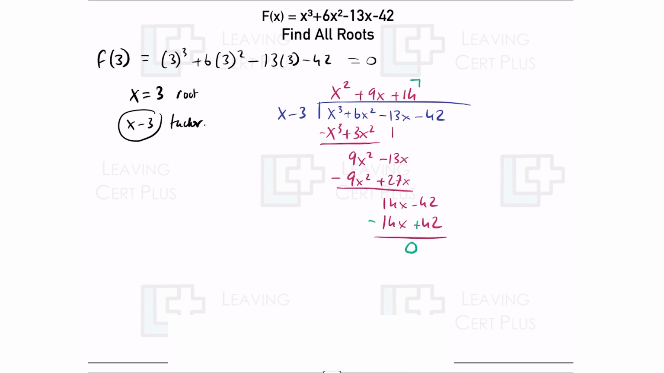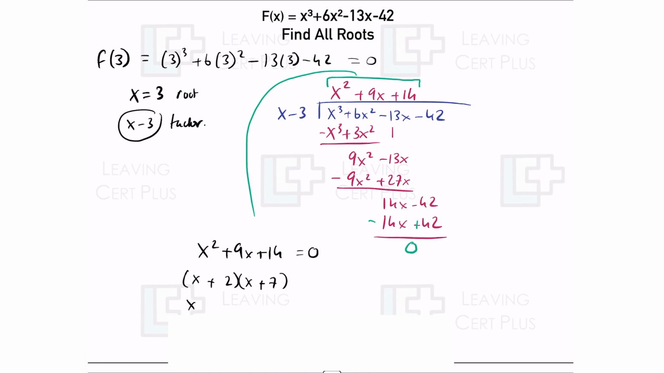So now we've got the quadratic on top, and to find all roots then we have to factorize that quadratic. It's going to be x squared plus 9x plus 14. We want to factorize here, and we're looking for roots, so we're putting it equal to 0. We could say x and maybe 7 and 2. Both are positive, so x is equal to minus 2 and x is equal to minus 7.